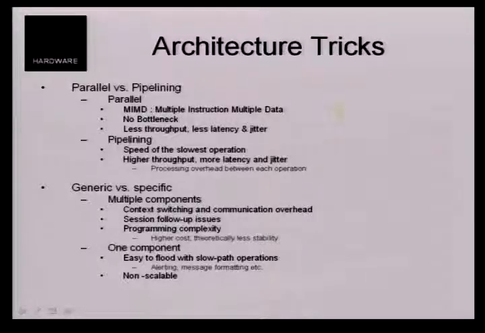And then, of course, you've got this generic versus specific. Sometimes you would like just to say, I've got some CPUs, very generic, very easy to develop. That may be a problem. Also, if you have multiple components, it's harder to develop. But usually it's the only solution, because if you just have one CPU, then usually slow path operations are very quickly going to flood your system. And then you've got no more performance, and we'll see how we can bypass them.